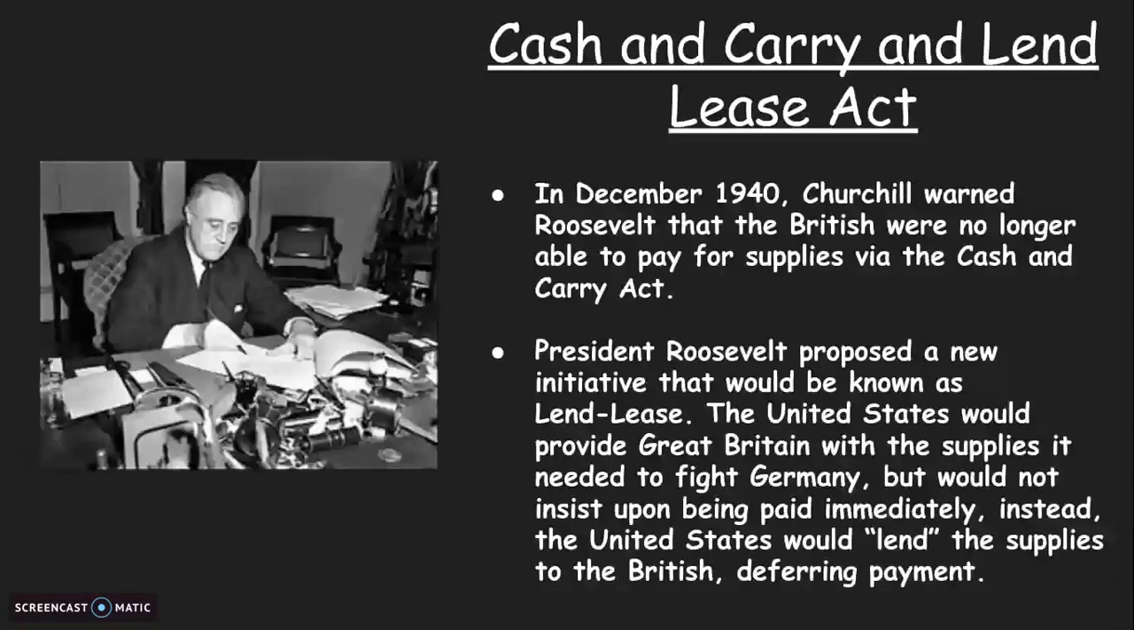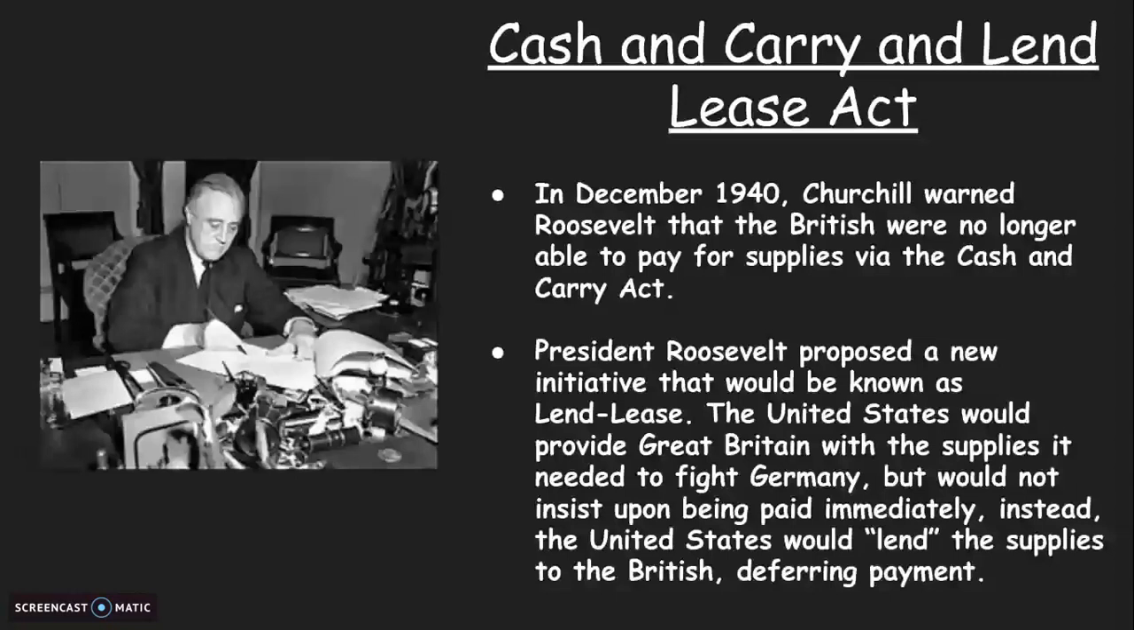When you lend somebody your rake, you expect to get your rake back. If you were to lend somebody your bubble gum, you're not going to get bubblegum back, right? So that's the idea. But this is a deferred payment. So we could ship this over there. So there's a big difference between the cash and carry and the Lend-Lease.